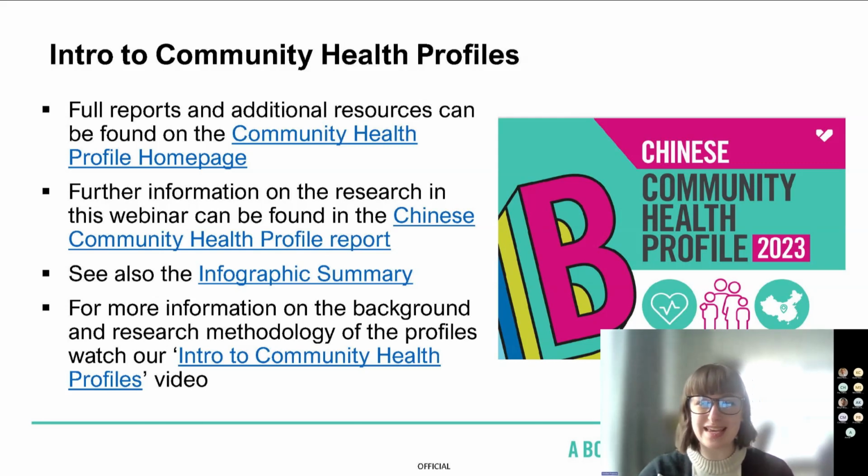We have two key resources available at the minute for the Chinese community. There's the full report, which is about 100 pages long. They're quite lengthy documents and go into a lot of detail. This webinar today will summarise the main parts in each section of the report. We also have a quick infographic summary, which is just a one-page visual, really short to look at, covering key points across the profiles.